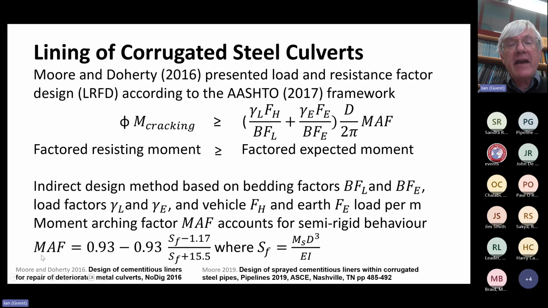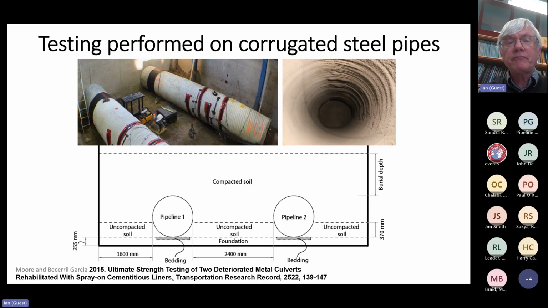And the moment arching factor tells us how the demand, the expected moment acting on that sprayed host pipe, is a function of the stiffness of that repaired system, the flexural rigidity, EI, around the circumference, as a function of the modulus of the soil and the diameter of that repaired system, just based on this simple equation. It's in these two publications that I've shown here at the bottom.